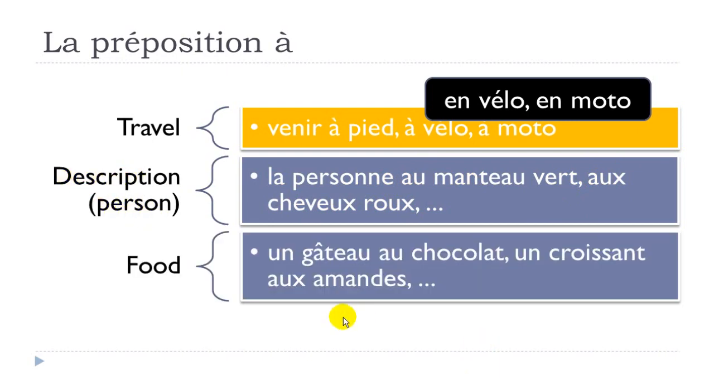It's also quite commonly used if you want to talk about food. For instance, un gâteau au chocolat. All right, same thing here: à le, un gâteau au chocolat. Or then un croissant aux amandes. So gâteau, cake, chocolat, chocolate. Croissant, it's this classical French pastry. And then amande, almonds.